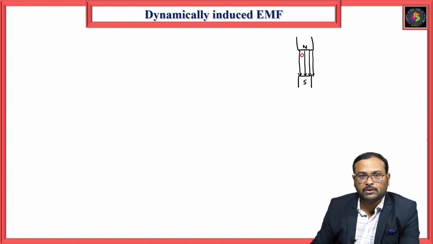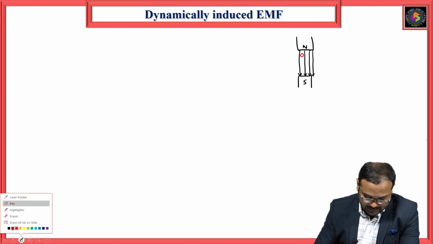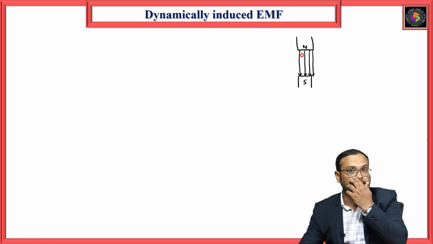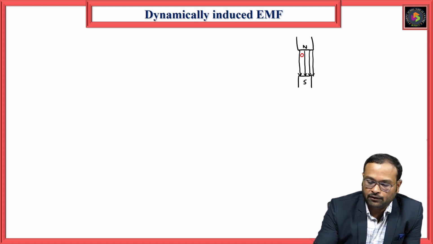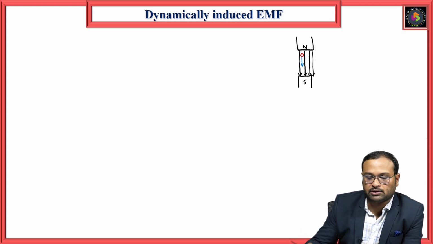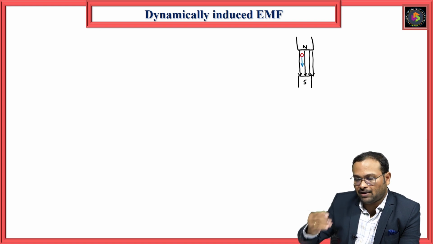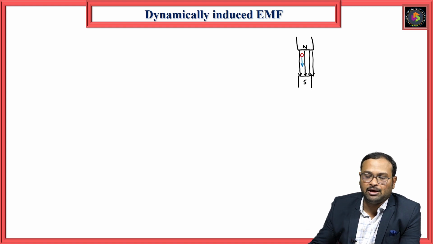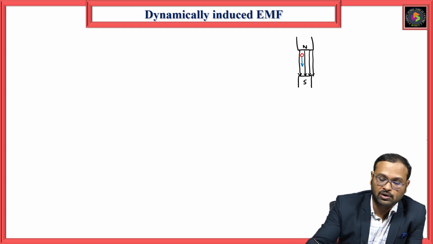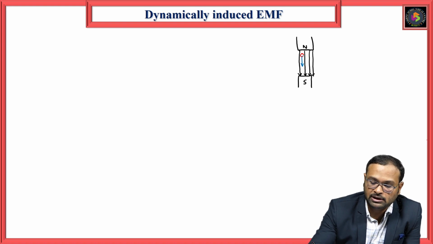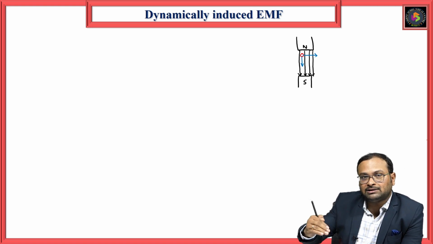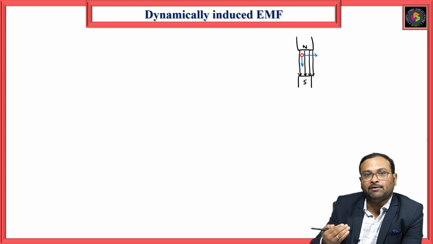If this conductor is moving, we have to observe what Faraday's law is saying: whenever a conductor cuts the flux, it will induce the EMF. If the conductor is moving in this direction, from north to south, it won't cut the flux. It is parallel with the flux lines, so it won't induce the EMF. It will induce EMF only when it is able to cut the flux. Suppose it is going exactly at 90 degrees, then it will completely cut the flux and induce the EMF.